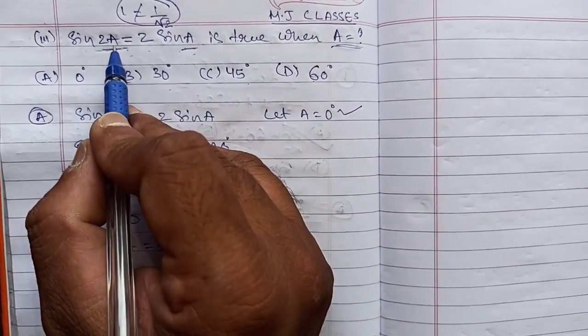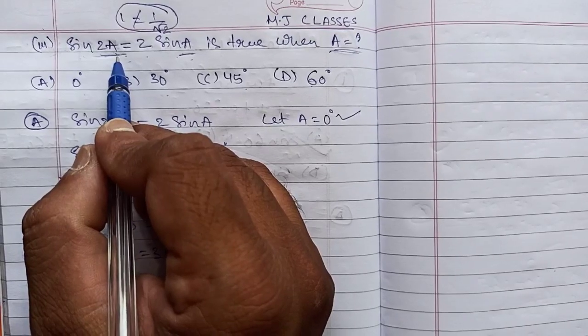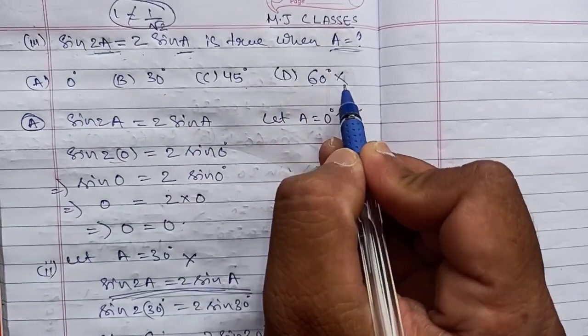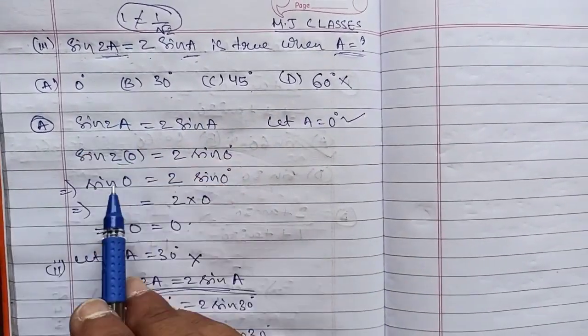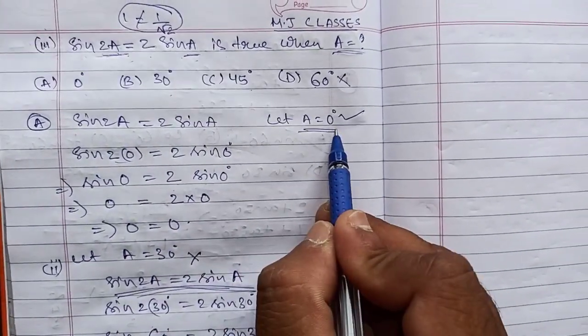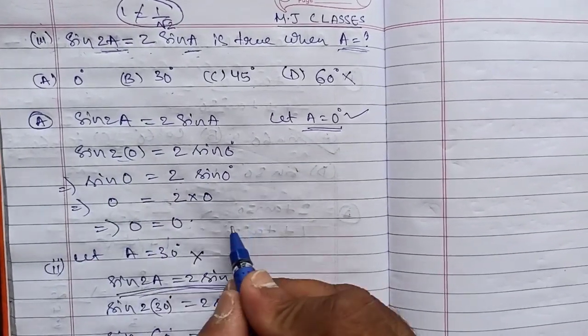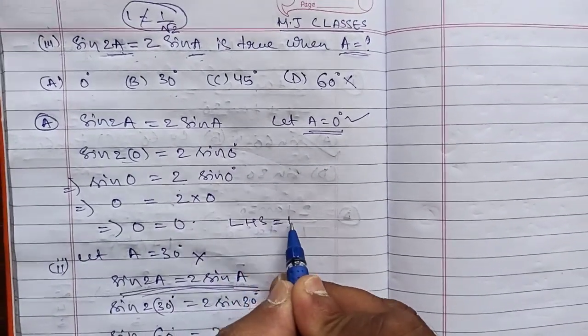Similarly, if I substitute 60 here, 2 into 60 is 120 degree. We don't have the value of 120 degree, so this also will not satisfy. That means only at 0 degree is this equation satisfied. When we take a equals 0 and substitute here, it satisfies the condition, that is LHS equals RHS.